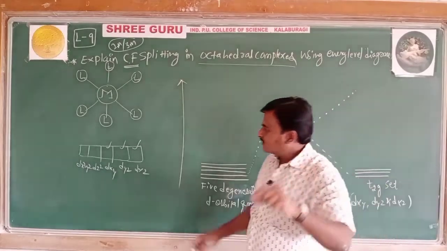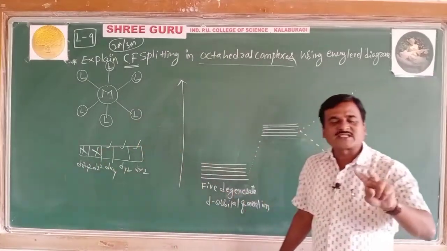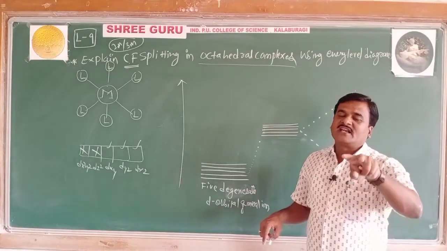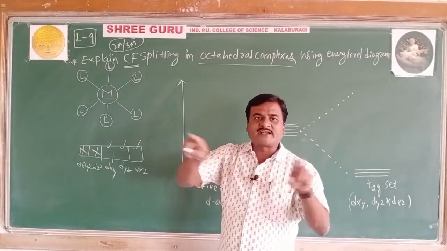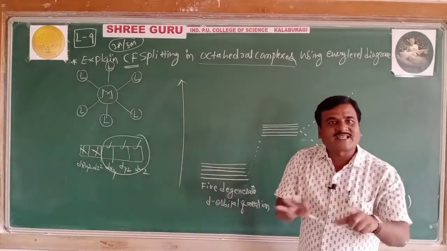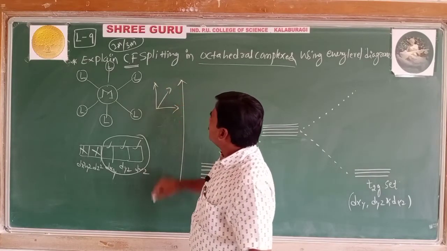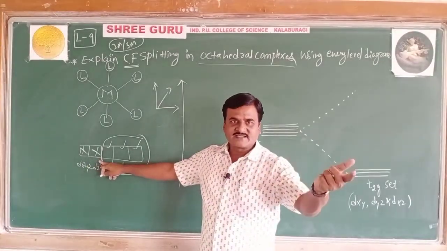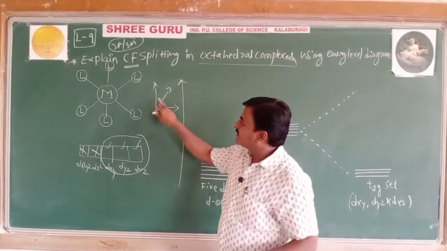Whereas these two others, dx square minus y square and dz square, these 2 orbitals of the metal ion point towards the ligands. That means dx square minus y square and dz square were pointing along the axes, whereas these three were pointing in between the axes. See, when you have x, y and z, the dx square minus y square and dz square point along the axes x, y, z, but dxy, dyz, dxz are pointing in between the axes.